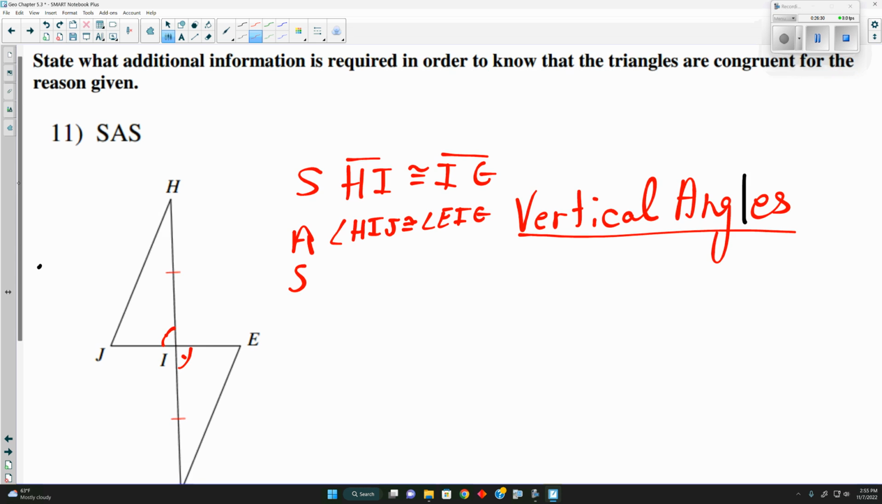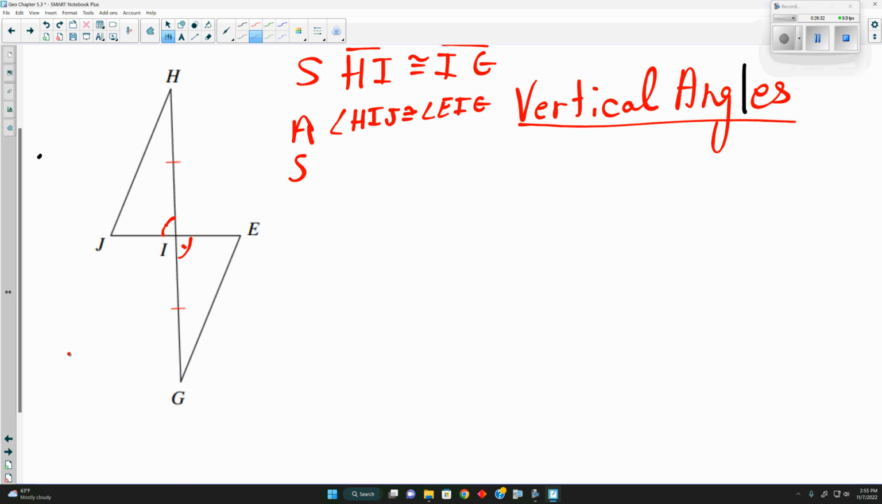Because whenever we have two triangles, especially for this chapter, that are sharing a side or sharing a point, vertical angles or the same line are going to show up. So these two are congruent because of vertical angles. Because if they share this point, two lines cross, we're going to have vertical angles.